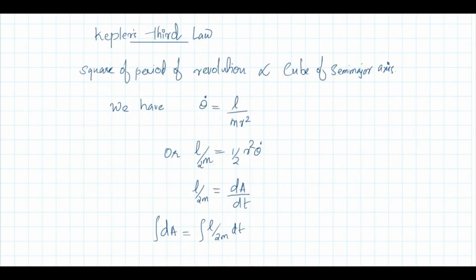Now Kepler's third law. What is Kepler's third law? Square of the period of revolution is proportional to the cube of the semi-major axis. We already know that theta dot is L by m r squared, because we have the first integral of motion L equal to m r squared theta dot. So L by 2m is half r squared theta dot, which is nothing but the areal velocity dA by dt. So this gives integral dA equal to integral L by 2m dt.